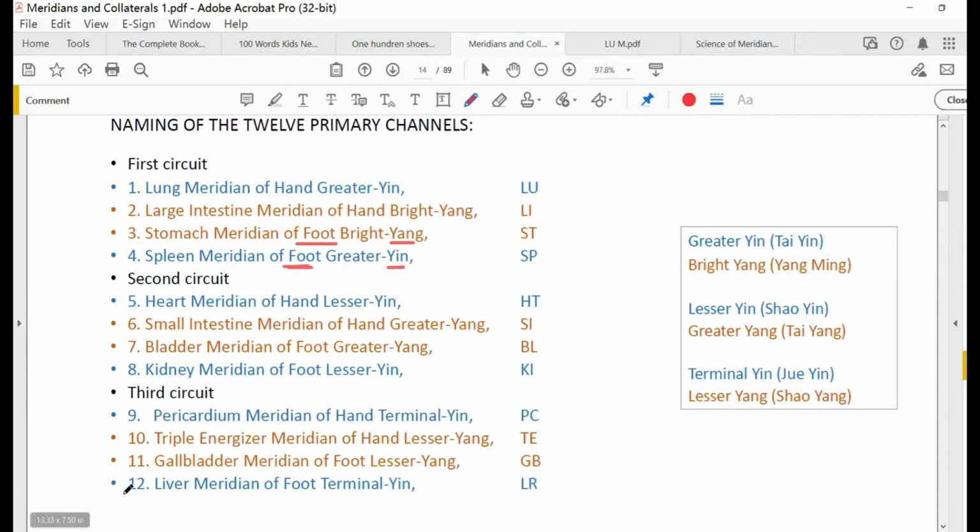So take a look at these 12 meridians. Find out the pattern. Is there any pattern here? Yeah, it's hand, hand, foot, foot. Hand, hand, foot, foot. Hand, hand, foot, foot. And another one. Any other pattern?